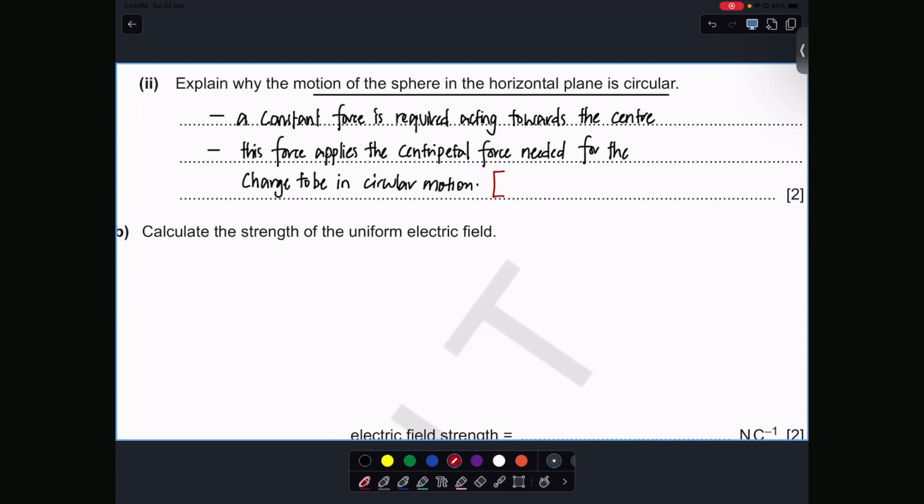Yeah, so here it says explain why the motion of the sphere in the horizontal plane is circular. This is enough, but if it asked why is the object undergoing circular motion, right? That's a different question. What would the answer be? Just a quick recap, since circular motion hasn't been done, it's revision. What's the answer to an object, explain why the particle is undergoing circular motion? What's the answer? No, generally. Yes, for this question, why is the sphere undergoing circular motion?